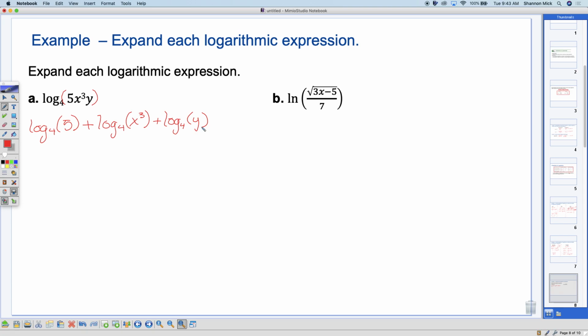Okay, so the 3 has to go out front here. Move the 3 out to the front. Is 5 prime? Yes, so we're good, right? Yes. So log base 4 of 5 plus 3 log base 4 of x plus log base 4 of y. That's fine too. So it's done. Oh, that was easy.